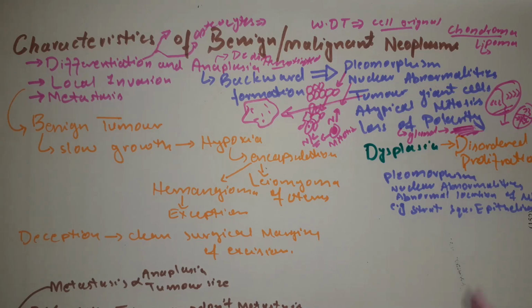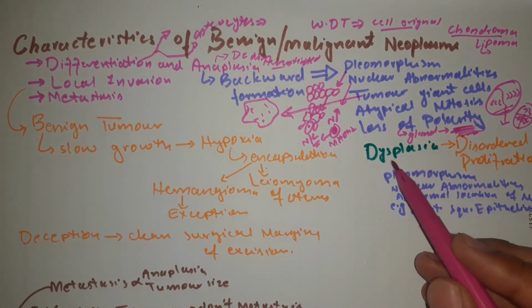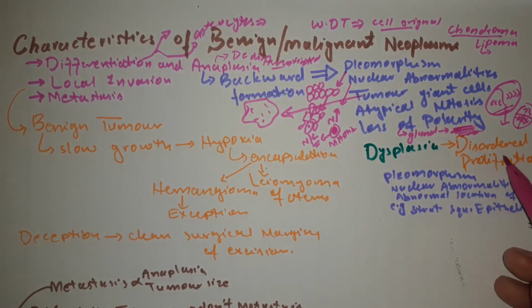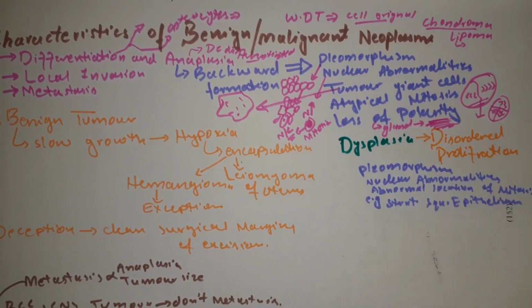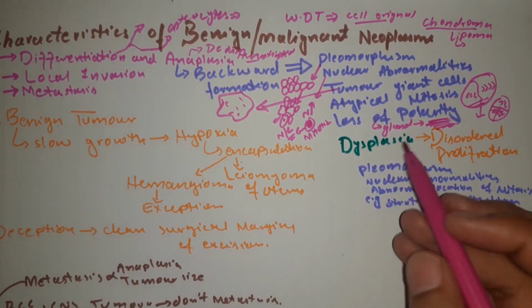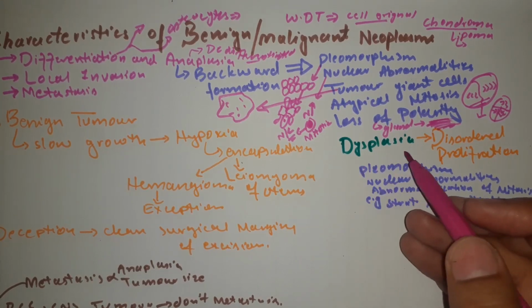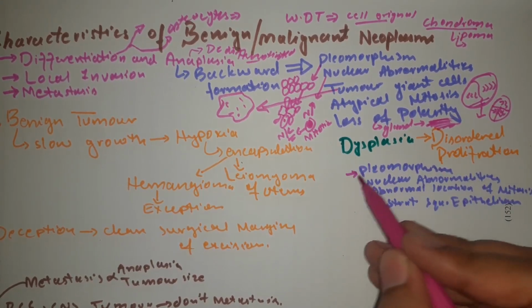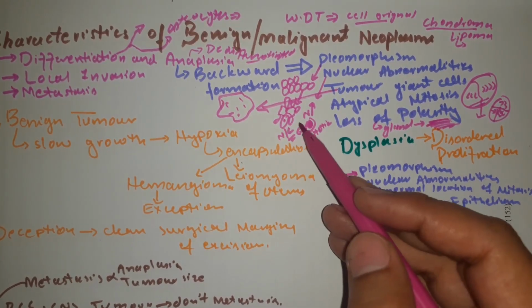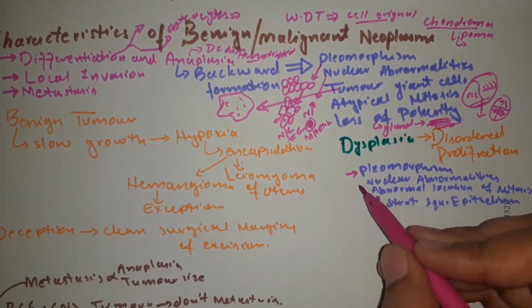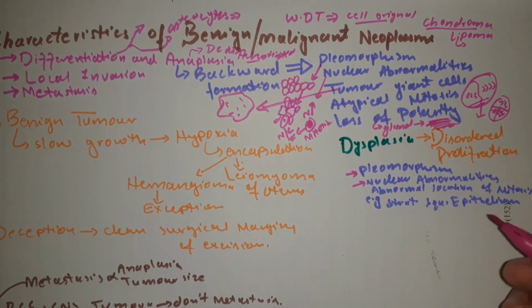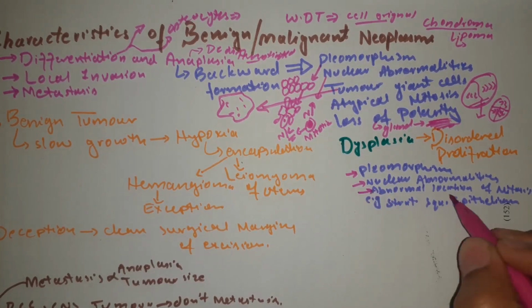Next we move on towards dysplasia. What is dysplasia? Dysplasia is basically disordered proliferation of the cells. It means that the normal proliferative pattern or the growth pattern of the cell is damaged, and this dysplastic cell or dysplastic tissue also shows pleomorphism, which is different size and shape of the cells, and abnormal nucleus, increased nuclear to cytoplasm ratio, and abnormal location of mitosis.